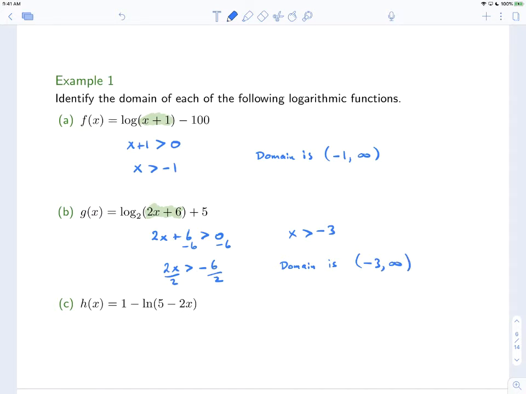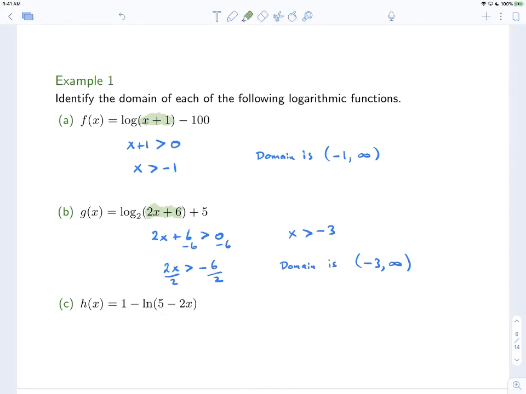All right, we have one more that we want to look at. h of x is 1 minus the natural logarithm of 5 minus 2x. So natural logarithm, that's log base e. But again, the base doesn't matter. The fact that there's a minus sign in front also doesn't matter, and this 1 doesn't matter as far as the domain is concerned. The behavior of the graph will change because of this minus in front of the logarithm, but we're only interested in the domain.